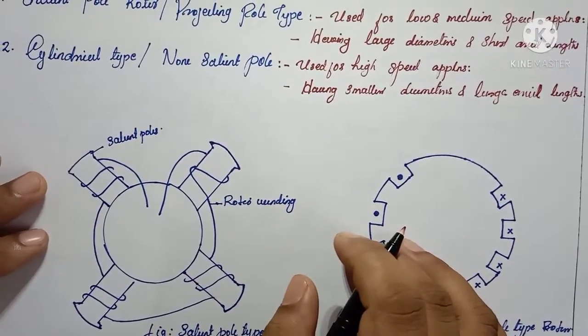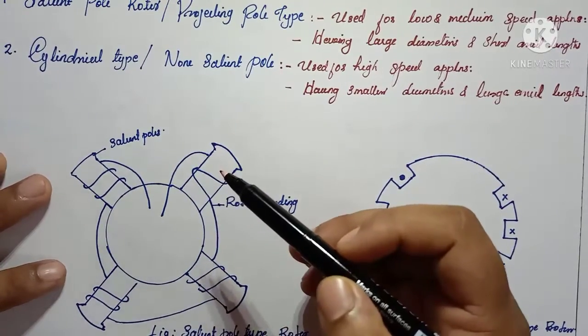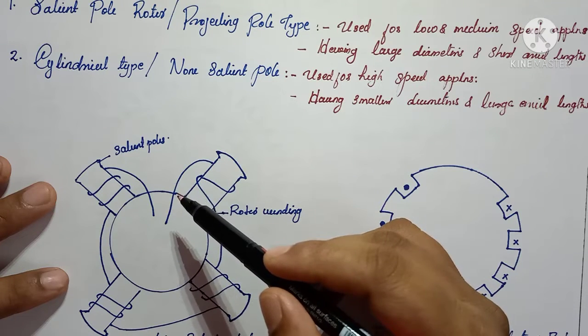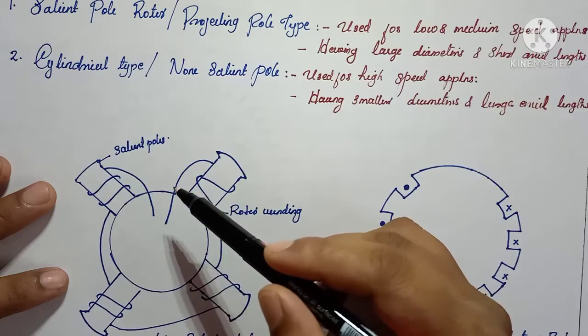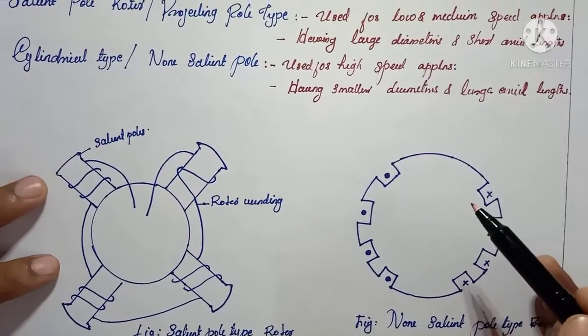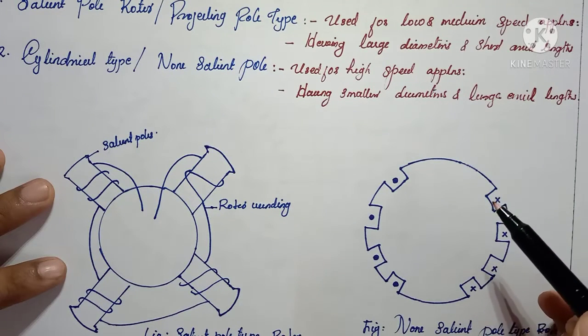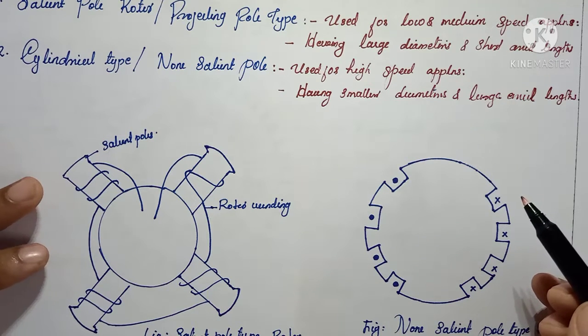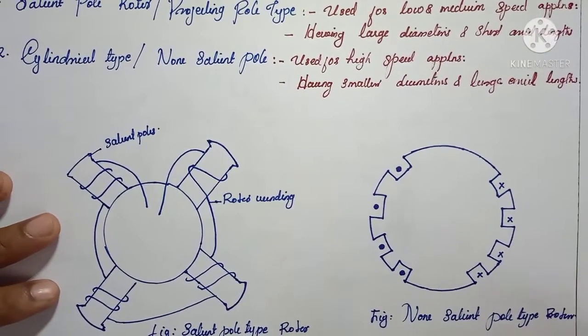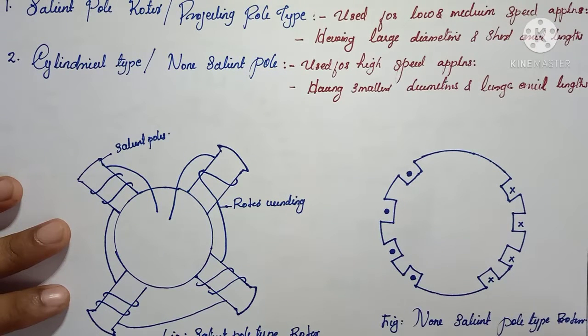And one more difference you can see here: in cylindrical type, the air gap is very large, so flux may be reduced. But in the case of non-cylindrical type, here we can see a uniform air gap. So reluctance is reduced, which can provide more flux, and thereby we will get more current. These non-cylindrical type machines are also known as turbo alternators. They are running with maximum speed, high speed machines.